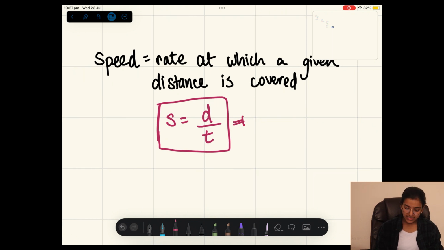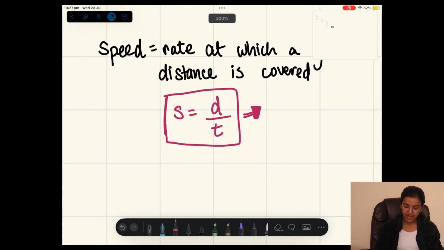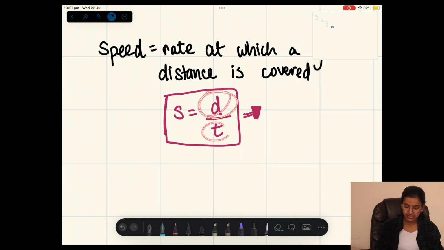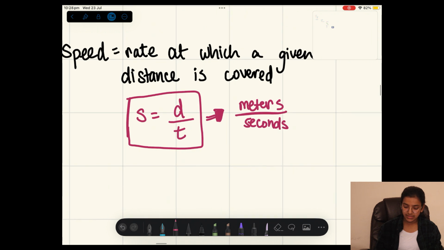Now, what exactly are the units for speed? What I want to point out is it may vary depending on what your unit for distance and what your unit for time are, right? But you will see usually that distance is measured in meters, okay? And you'll see that time is usually measured in seconds. So that makes the unit for speed meters per second, okay?